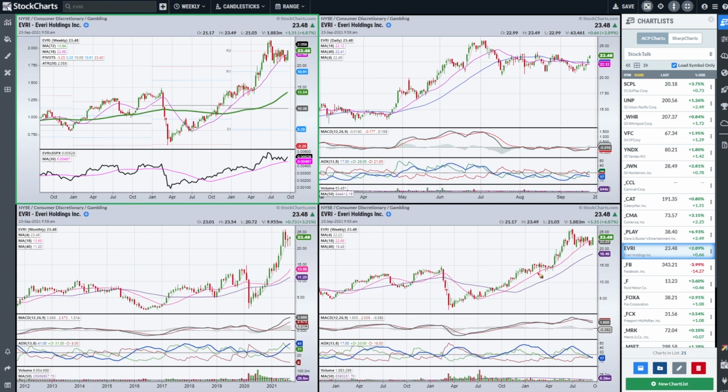So now we go to the weekly, and if you notice, the 18-week and the 40-week are both rising at about the same rate. We've worked our way sideways. ADX made a nice reading on the last rally. So all the conditions are still pretty good here.